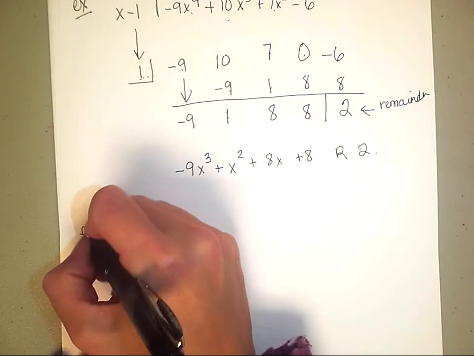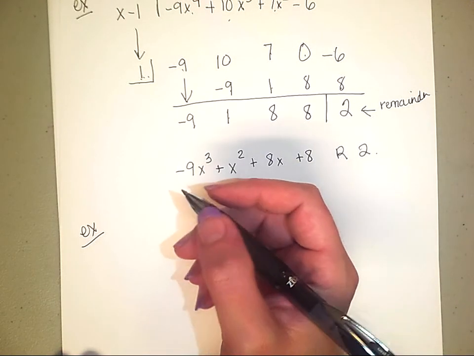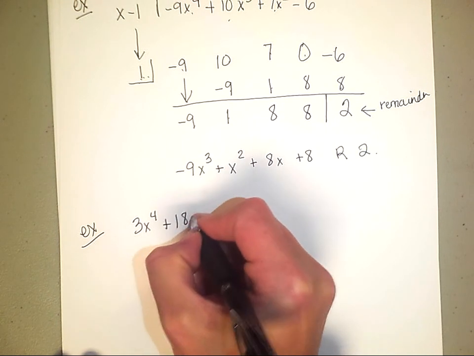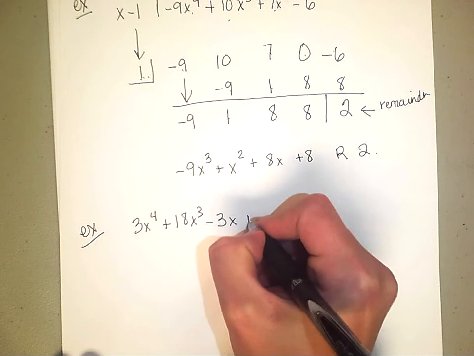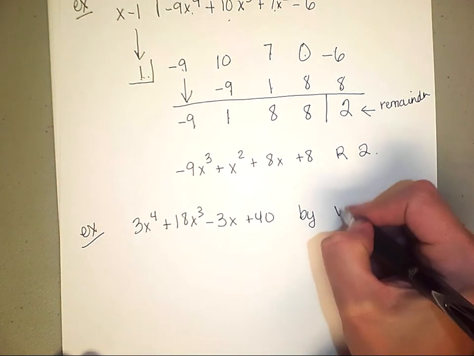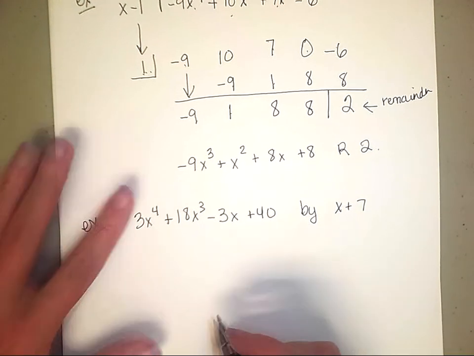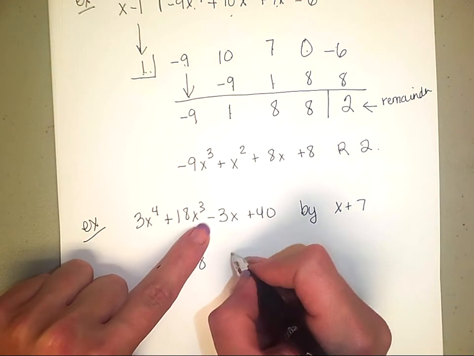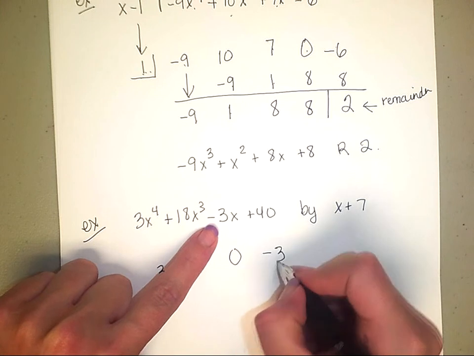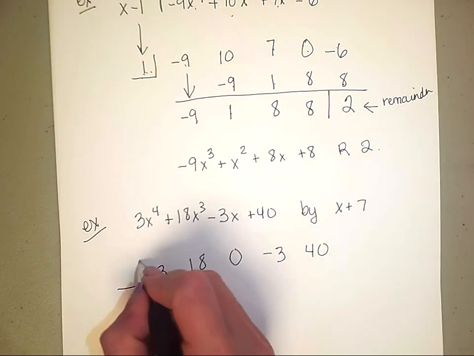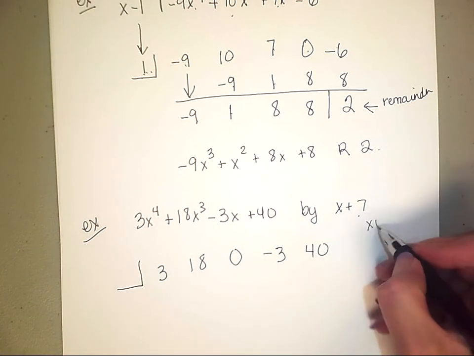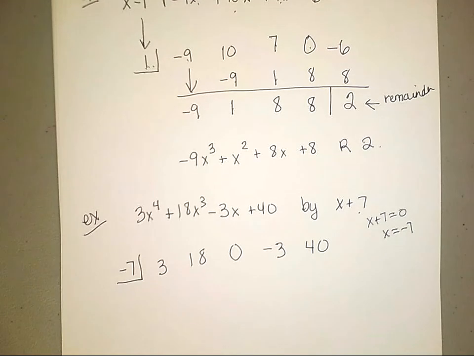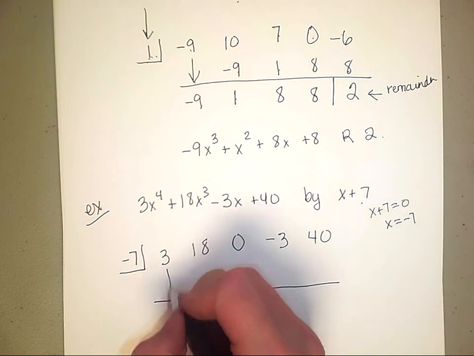Should we do one more? May as well. Okay, example. This time we want to take 3x to the 4th plus 18x cubed minus 3x plus 40 and divide that by x plus 7. So we'll pull out the coefficients, 3, 18. Now notice I'm missing the x squared, so put in a 0, then minus 3 and 40. Remember, this is solving x plus 7 equals 0, so x is equal to negative 7, so that's what belongs here. And now we begin.